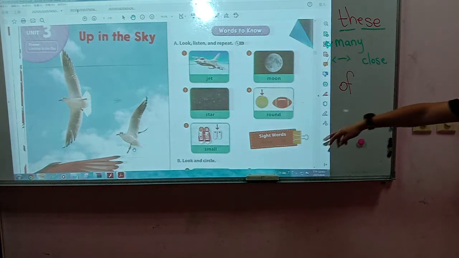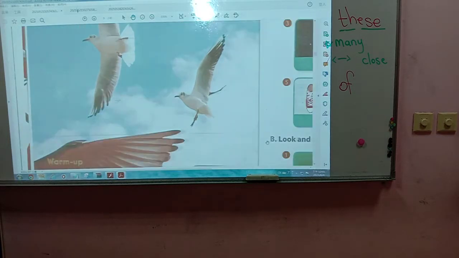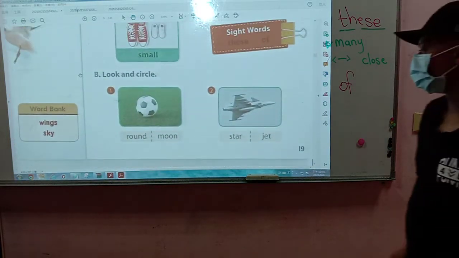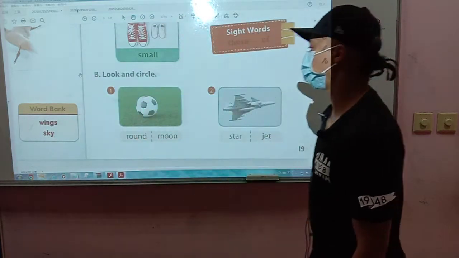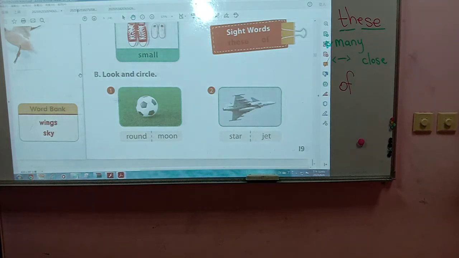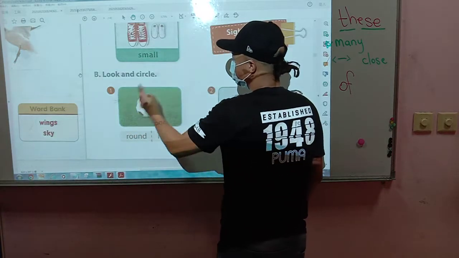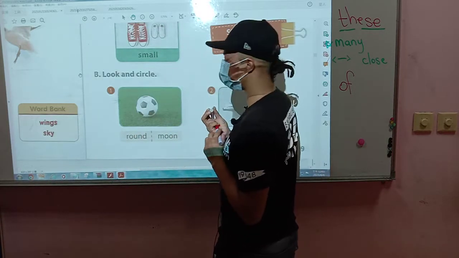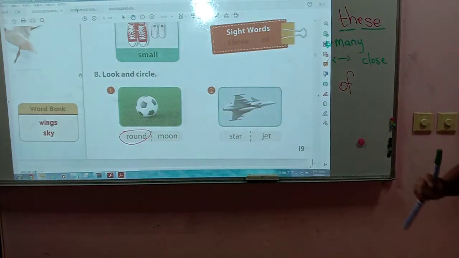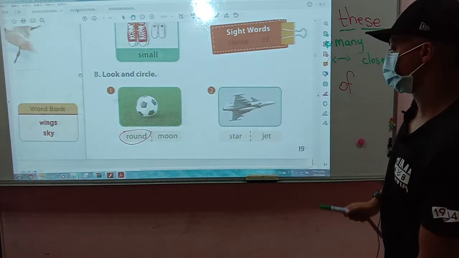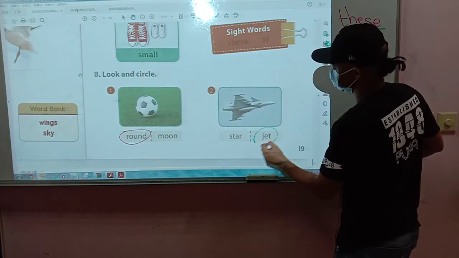Okay, let's go down a little bit over here and we'll have a look at the first two questions in our book. We need to look and circle what is in the picture. So the first one is a picture of a soccer ball, okay? And the soccer ball is round, or is it the moon? So of course the soccer ball is round, okay? The next one is a picture of a jet. So is it a star or a jet? Of course it is the jet.